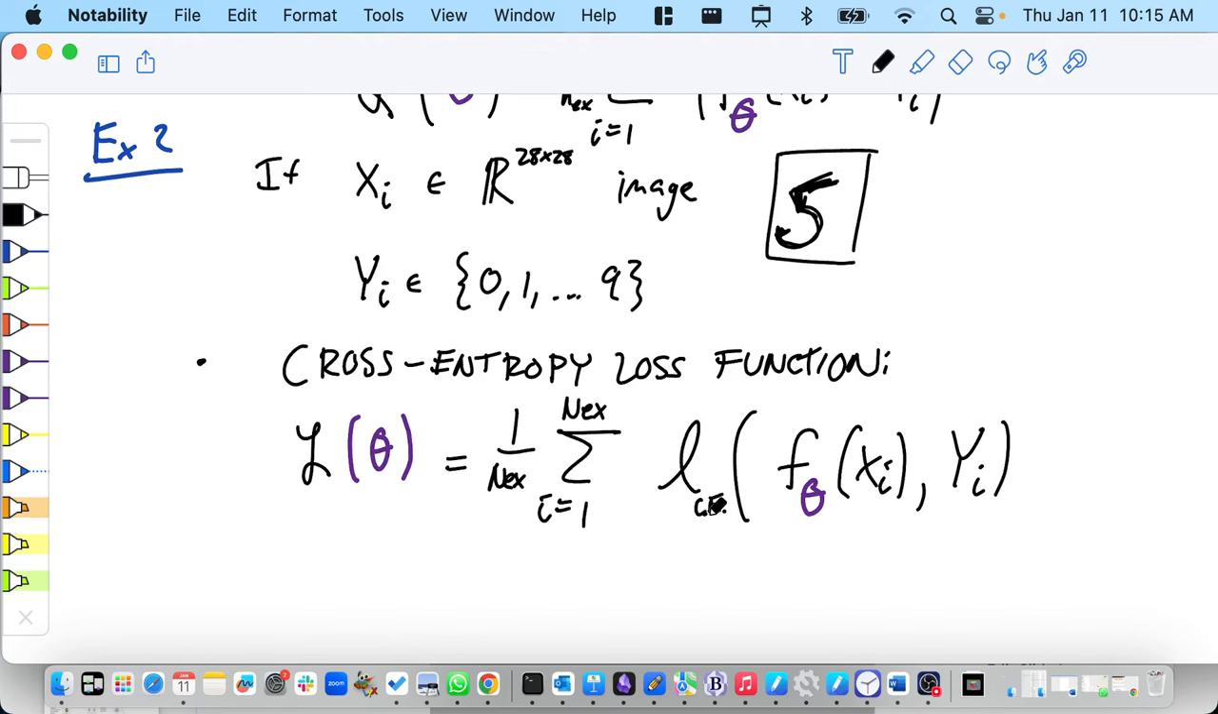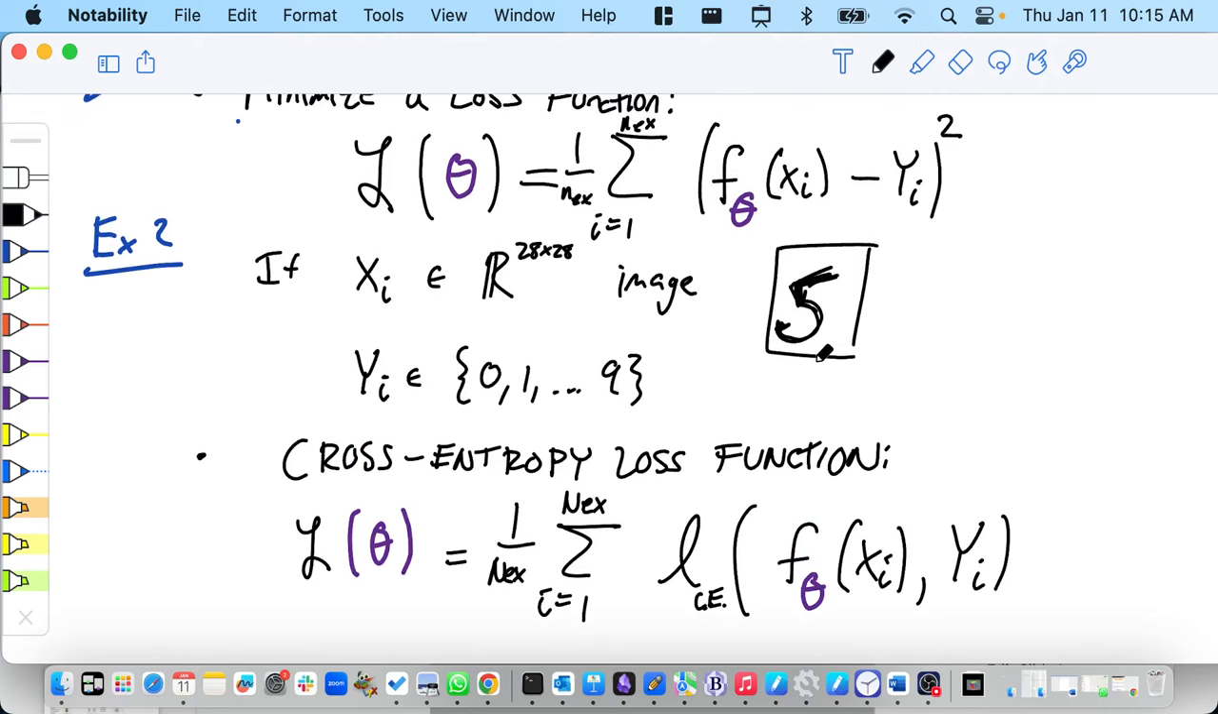If you know what the cross entropy loss function is, then this is familiar. Otherwise, you just have to believe me that it's something that measures how close your guess is. So if you think there's a 90% chance it's a 5, then you're doing really well if it's actually a 5. So that's another famous example, also in the supervised learning paradigm.